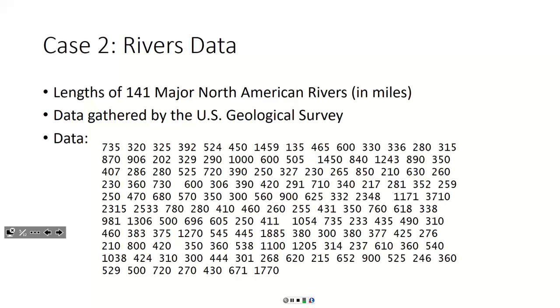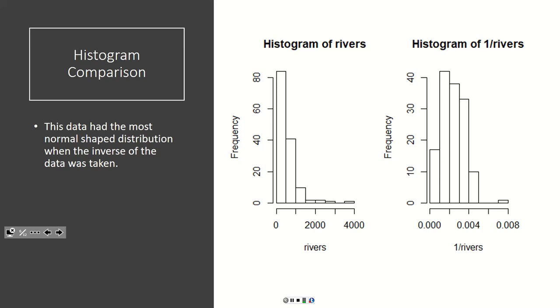Alright, so the second data set I looked at was the Rivers data set in R. This data set had lengths of 141 major North American rivers, measured in miles. And I listed the data set below here as well, where each one of these numbers was one of the lengths. So for this, I looked at the inverse transformation, the log and the square root transformation. But the inverse was the one that created the graph with the most normal and symmetrical shape here. So I looked at that.